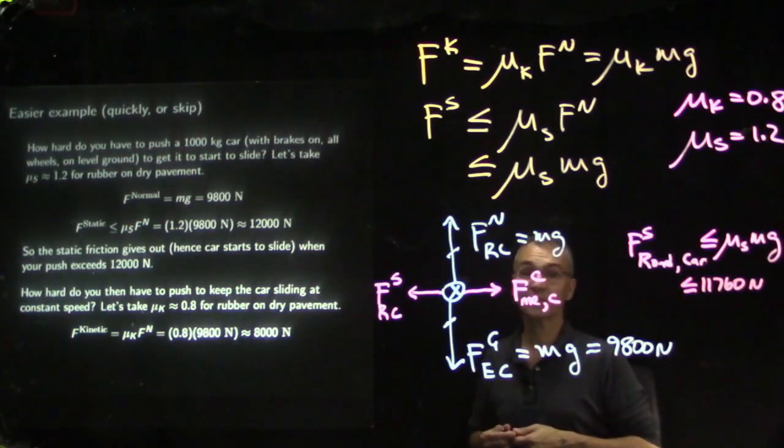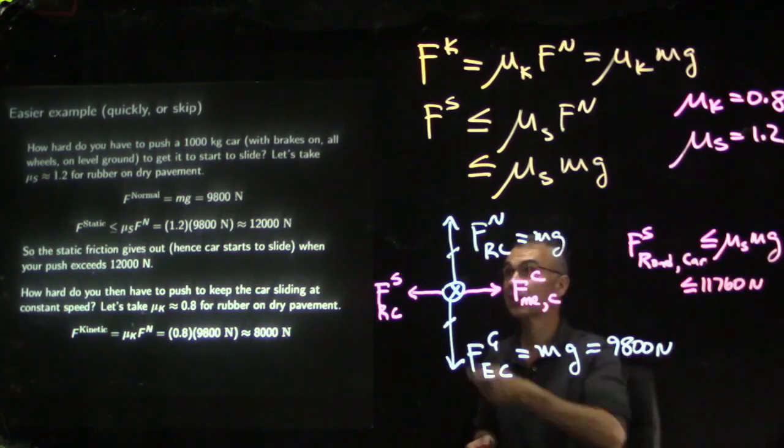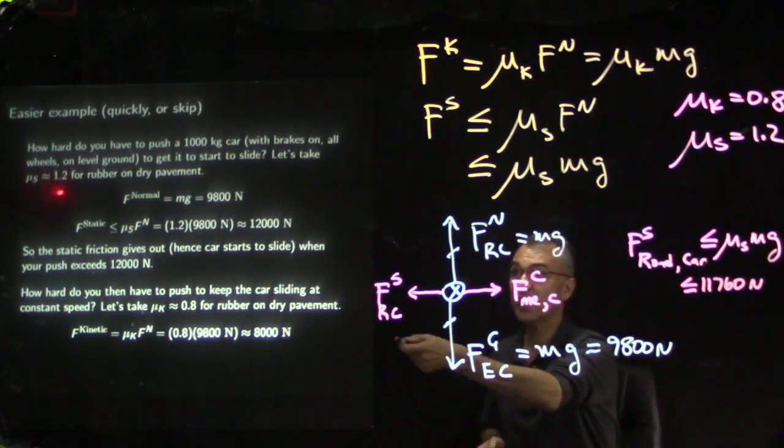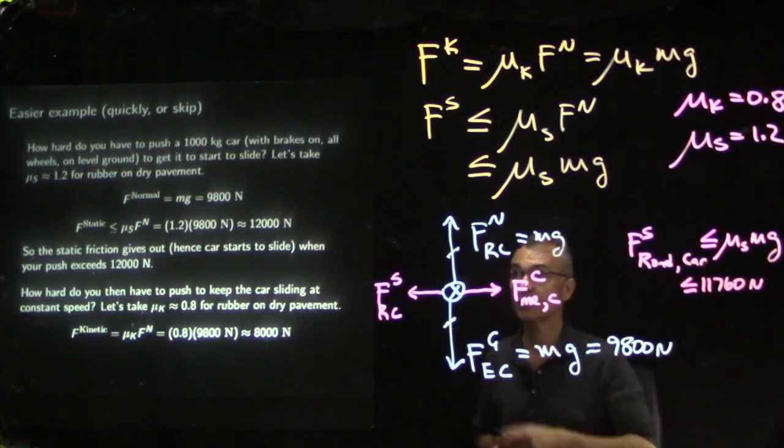How hard do you have to push a 1,000 kilogram car with all of its brakes on, all of its wheels locked, on level ground to get it to start to slide? Let's take mu static as 1.2 for rubber on dry pavement.